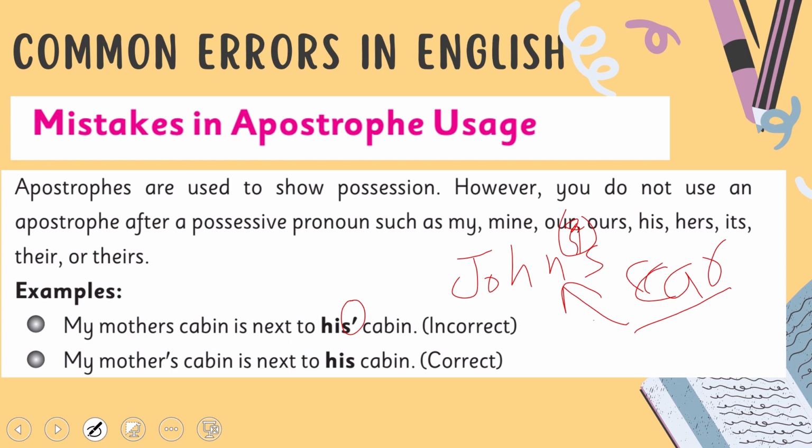This is for possession. My mother's cabin is next to his's cabin. This is incorrect, you can't put an apostrophe with his. You don't need to unnecessarily put an apostrophe wherever you want. This is the right way: my mother's cabin is next to his cabin.